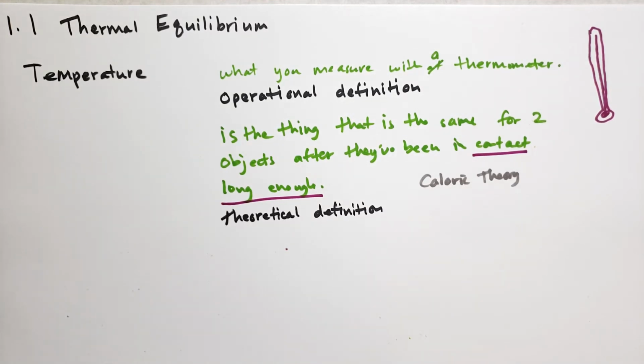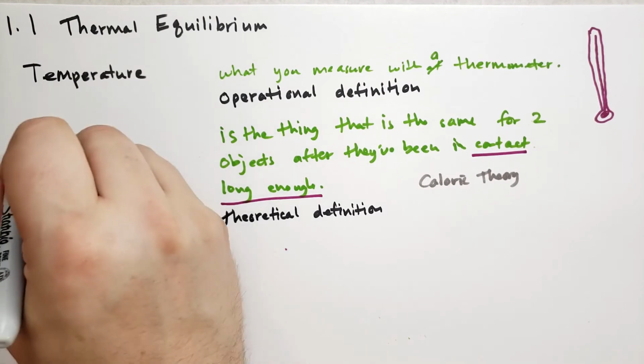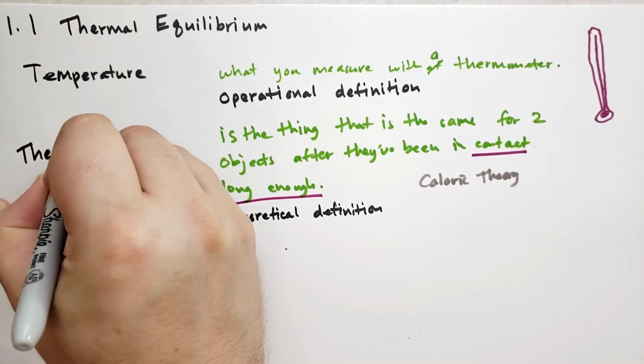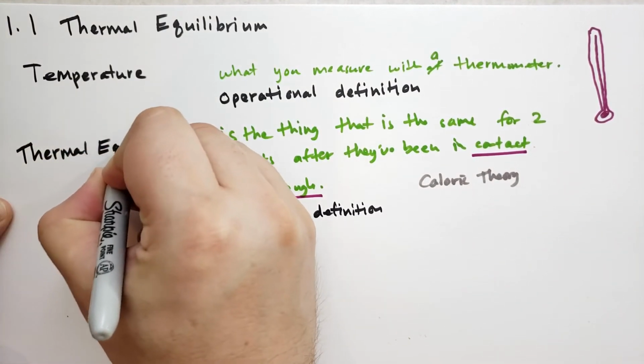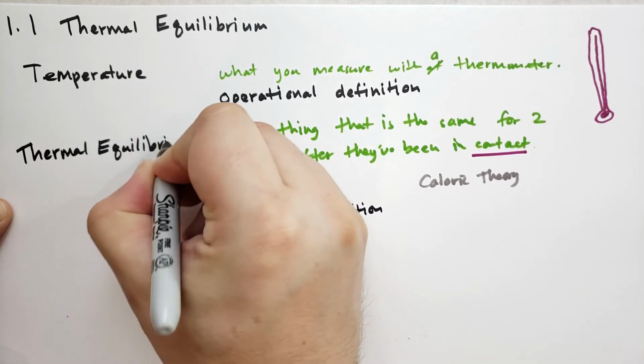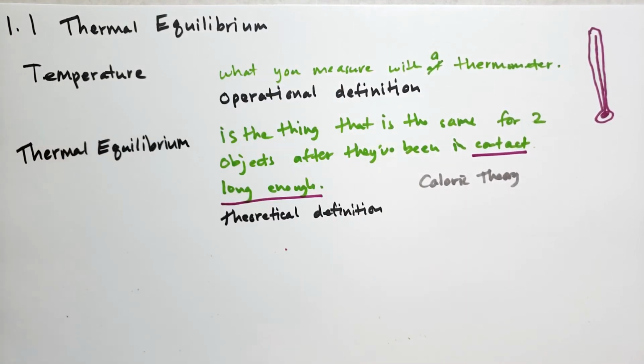So what is contact? What is long enough? What is something else that might be the same? Okay, so we're going to have thermal equilibrium as a concept. Thermal equilibrium is the state of the two objects after they've been in contact long enough. Okay, so this is the state of the two objects.